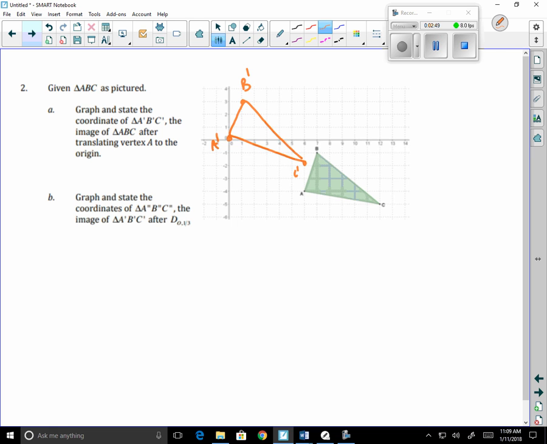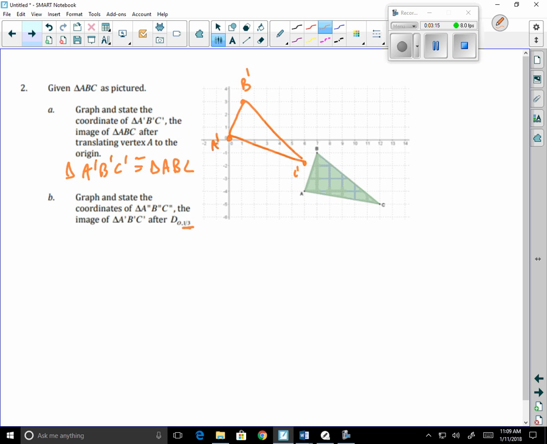These are congruent, so I can say triangle A prime, B prime, C prime is congruent to triangle ABC. I know that because translations are rigid motions, and rigid motions, guess what they do? They preserve size. For part B, it says graph and state the coordinates of A double prime, B double prime, C double prime, the image of the triangle after a dilation of 1/3.